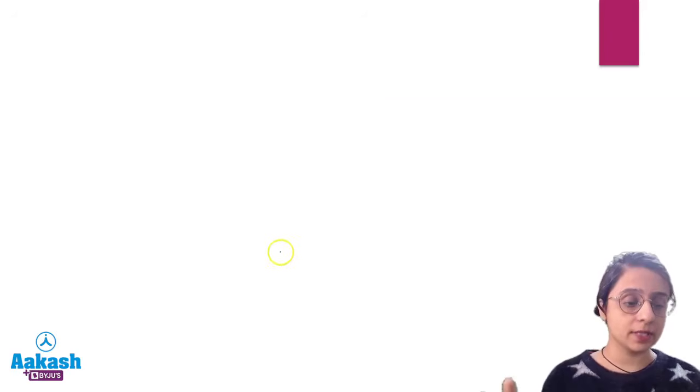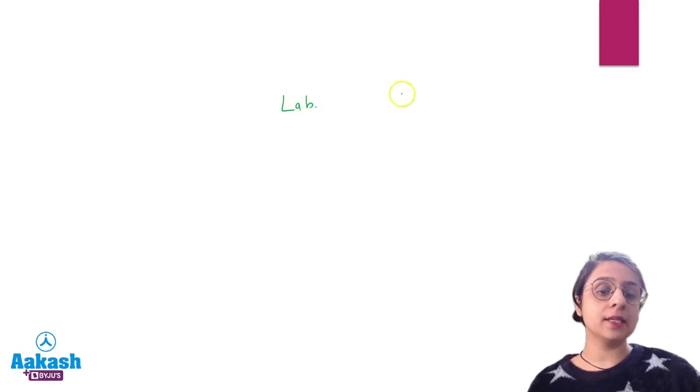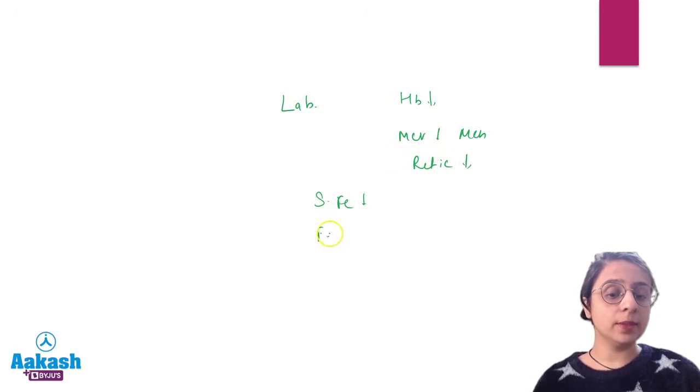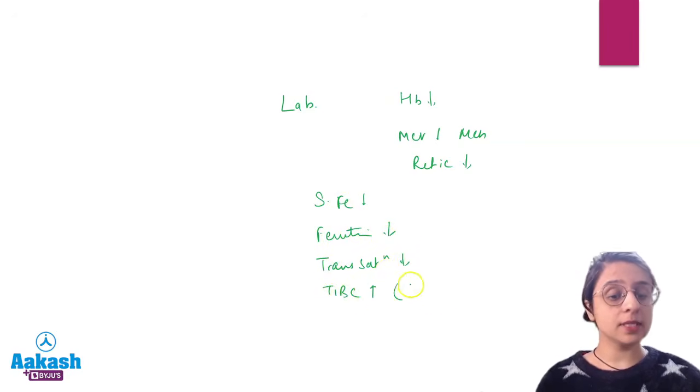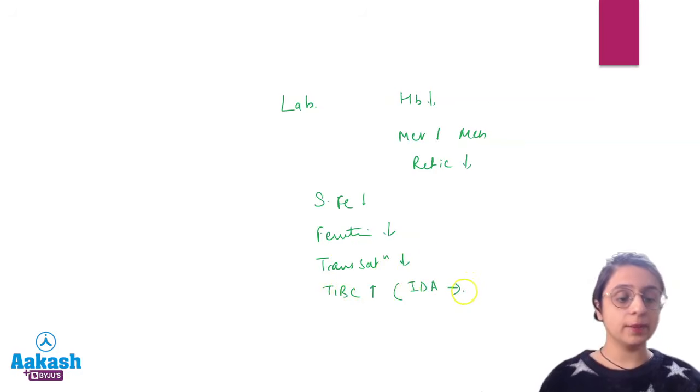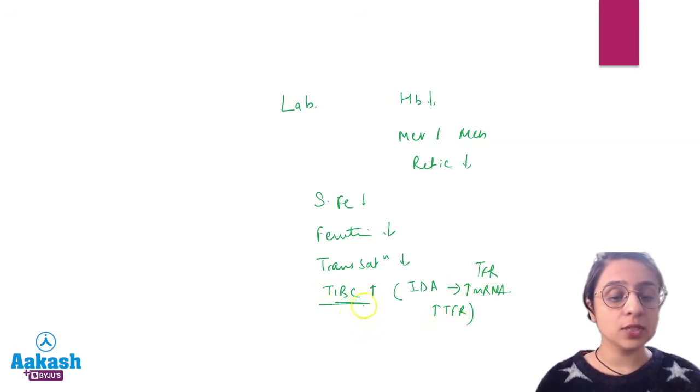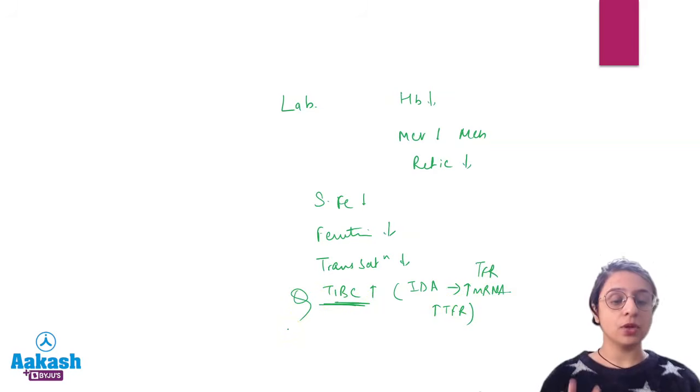Right, students? So till now, we have discussed number one, laboratory analysis. Hemoglobin will be low. MCV, MCH will be low, retic index will be low, serum iron will be low, ferritin will be low because this is a storage form, the best sensitive tool for iron deficiency anemia. Transferrin saturation will be low, right? And TIBC will be increased because in iron deficiency anemia, aconitase will be protecting the iron responsive element and thus increased mRNA formation for transferrin receptor, and thus increased transferrin receptor formation leading to increased total iron binding capacity, right? So all these are important questions.